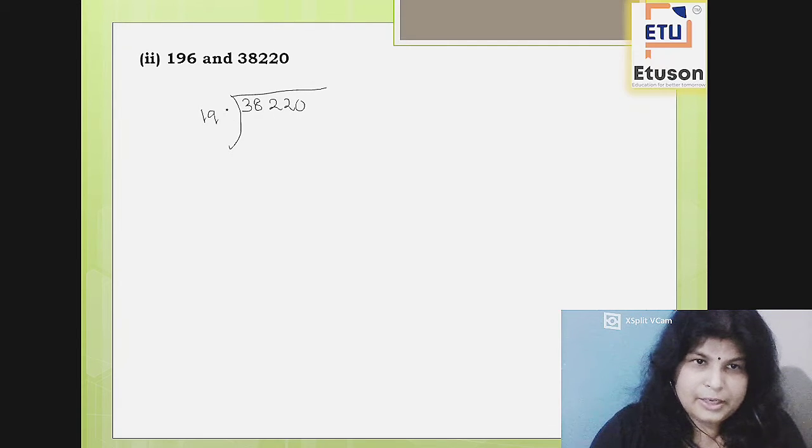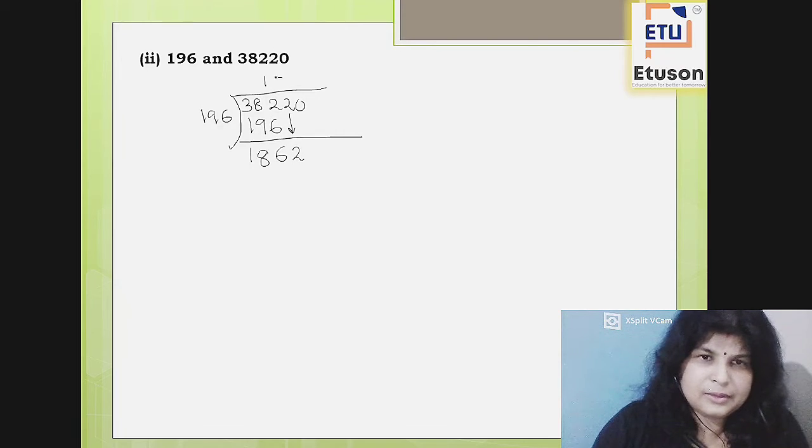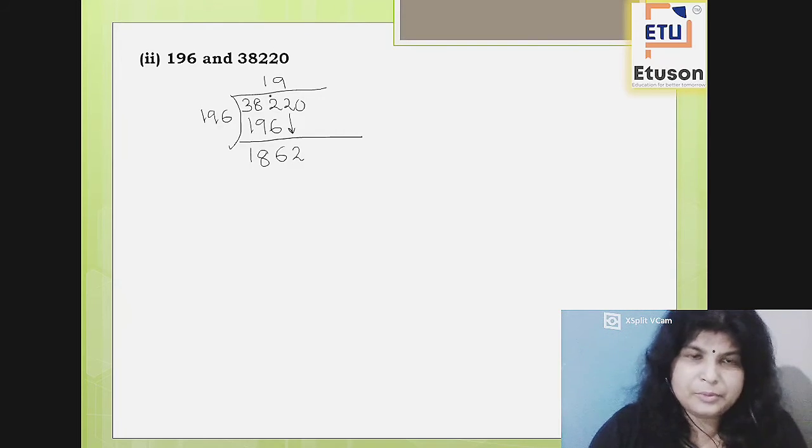So 196, here 196, correct. So 12 minus 6 is 6, 186. So this 2 will come down. It is simple division. Nothing to worry. This you are doing from your third standard onwards. This is nothing great I am doing.